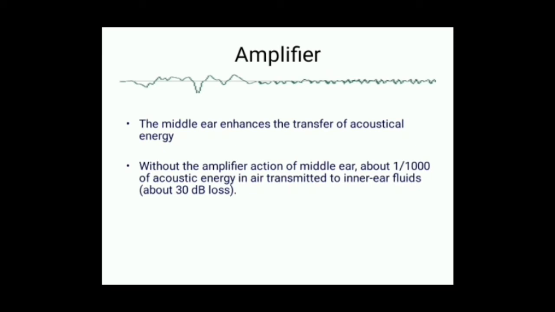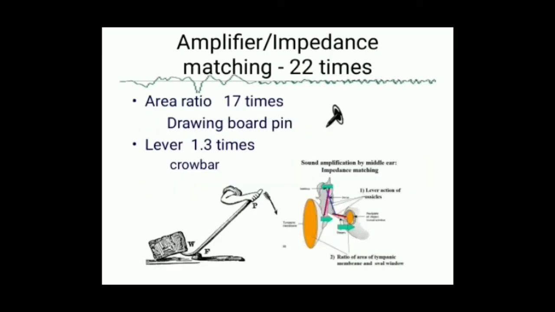So what happens for the transmission to occur properly? The sound should be amplified. So what are the mechanisms by which the sound is amplified in the middle ear? It's very important. So there are two mechanisms. You have the area ratio mechanism and the lever mechanism. What is the area ratio mechanism?